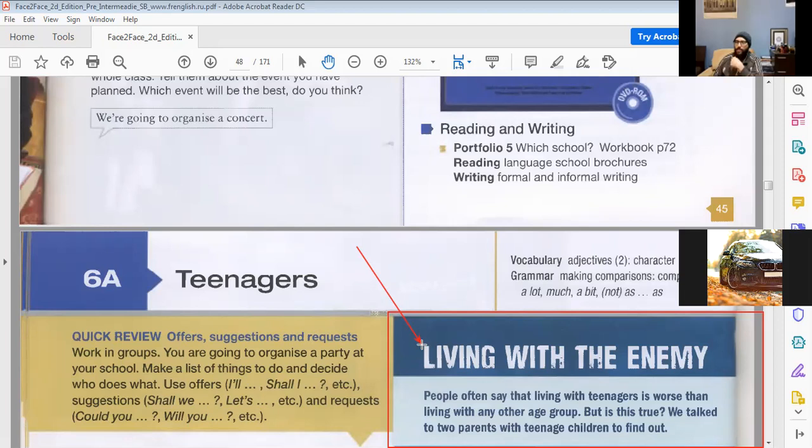Okay, who has finished? Me. All right. Who can tell me, what does this mean, living with the enemy? What's the meaning of enemy anyways? Fighting every time with a teenager at home, like in a war. Yeah, that's actually correct, I think. That's what they're trying to say, that life with a teenager is like being at war. Every day is a new war with the teenagers.